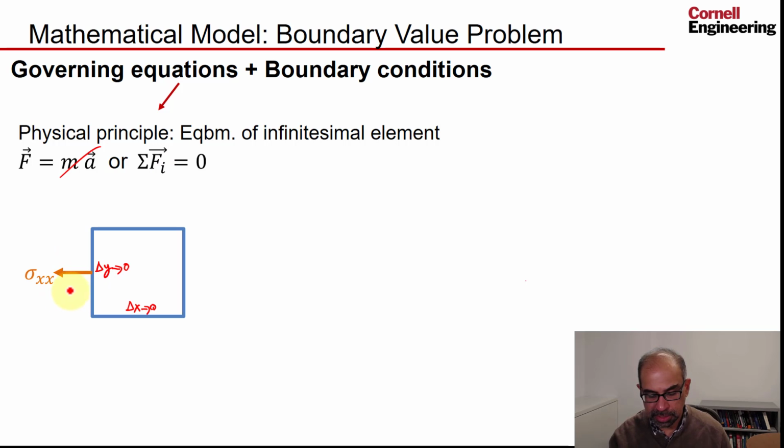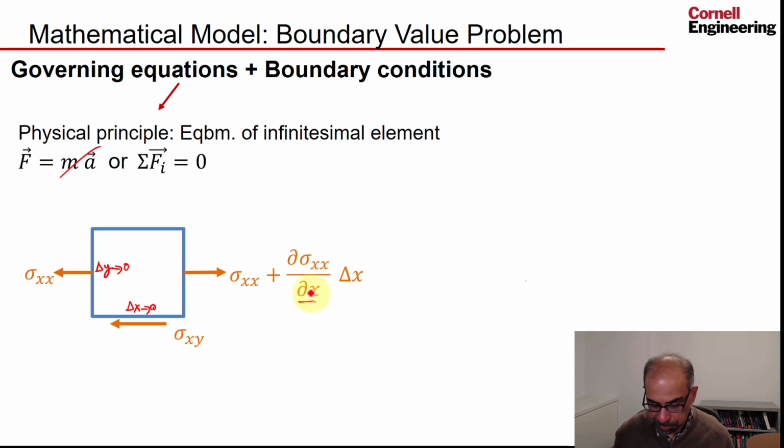On the left side, my forces are proportional to the normal stress, the forces in the x direction. And on the right side, the normal stress is slightly different, and that difference is proportional to the gradient of sigma xx in the x direction. Similarly, I can look at the shear stress on this face, and then the shear stress on the top face is slightly different, and it's proportional to the gradient in the y direction now rather than in the x direction.